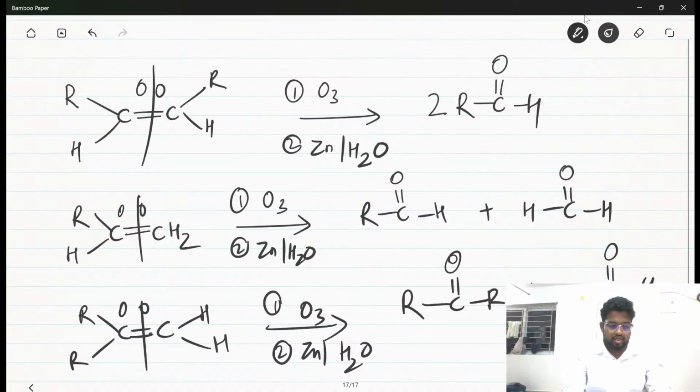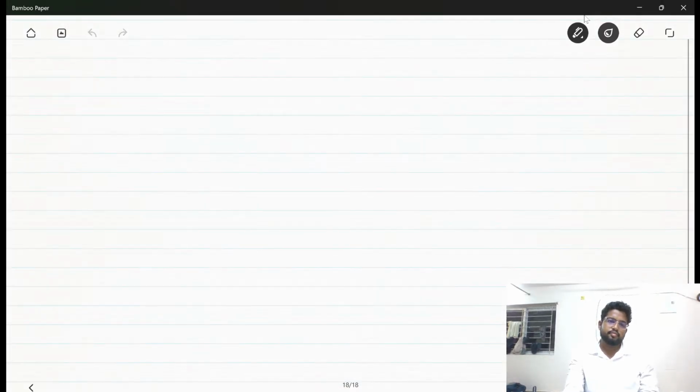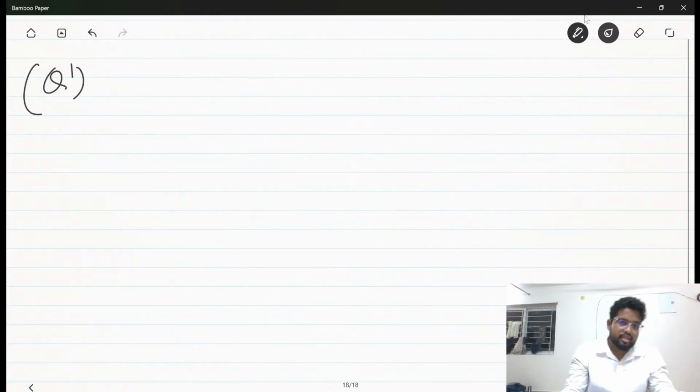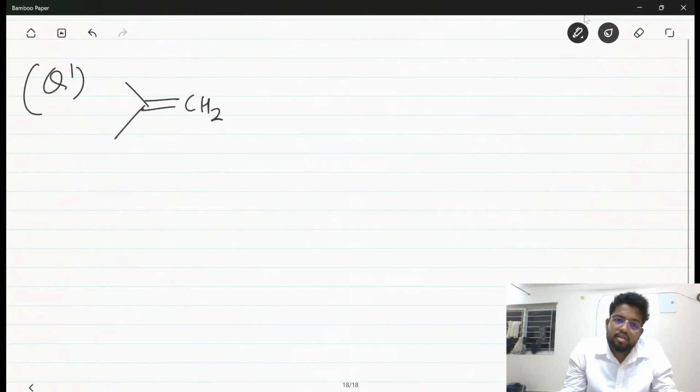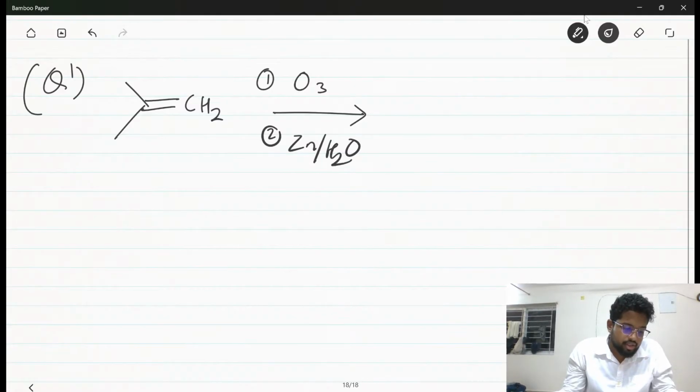Next, let us go to the questions of this point and how to solve questions of ozonolysis. Sir, there is a question. They are given a reactant with a double bond CH2. This is treated with O3 and Zn/H2O. What is the product? Now, this is B, this is A.